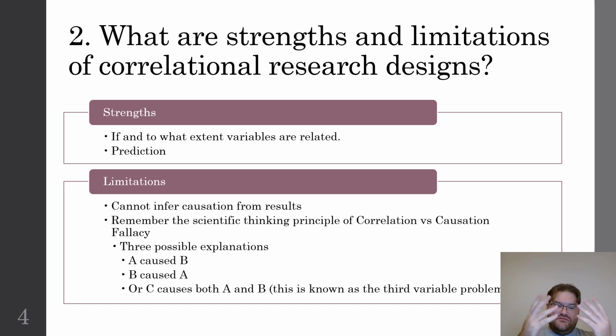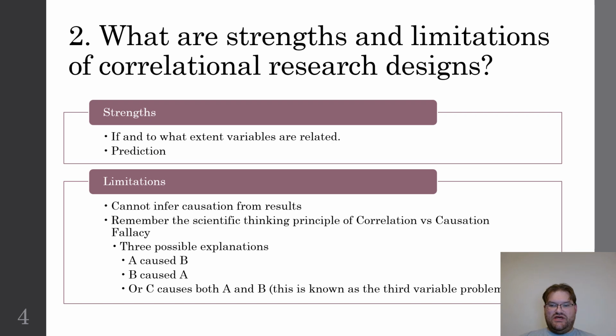Why? There are 3 possibilities when we look at relationships between variables: height and age, calorie consumption and IQ, right? We could see if there are correlations between various things, see if they're related. We can't infer causation because there are 3 competing explanations. 1, A could cause B.